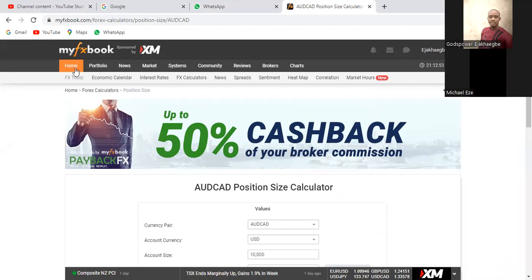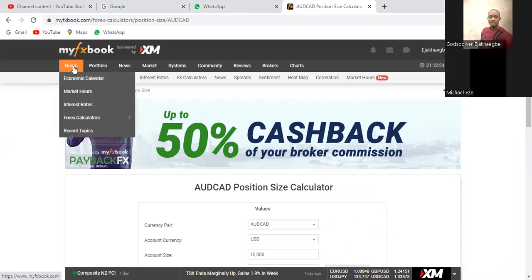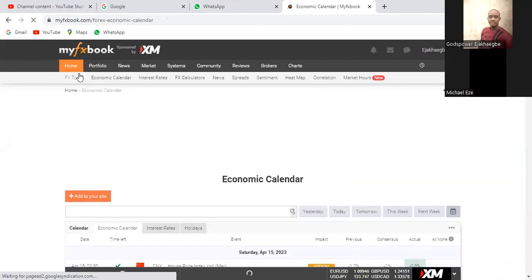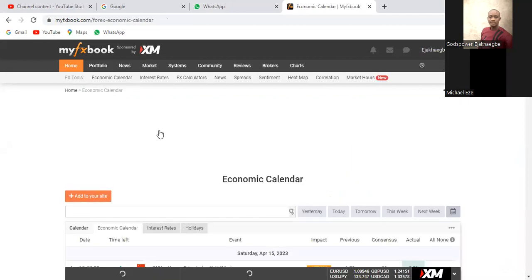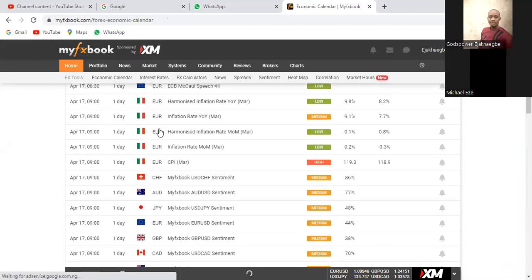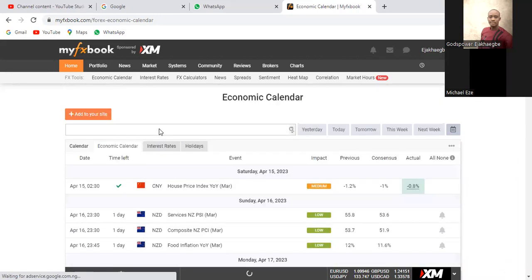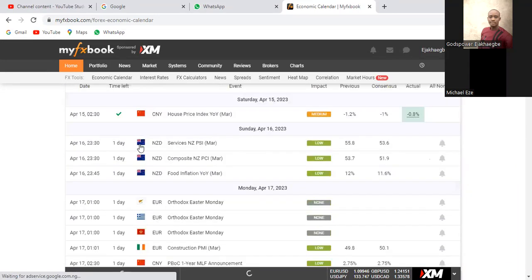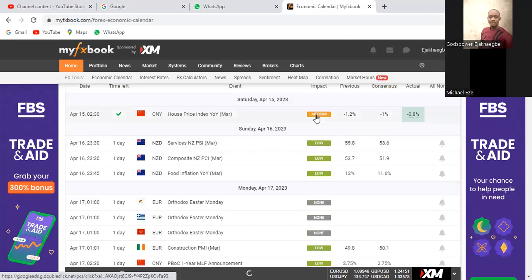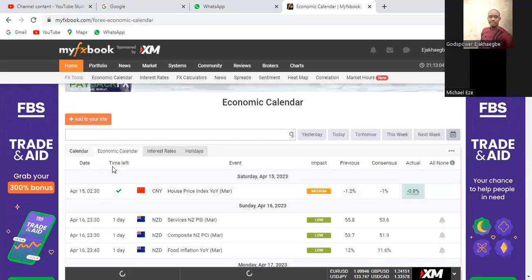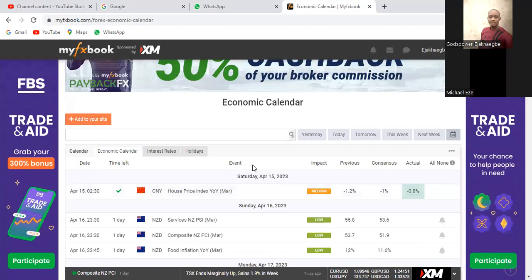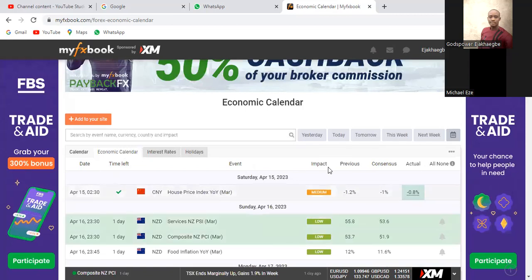What else can you do with this? You can check the news. Go to home, click on economic calendar. Can you see this? This is the news. Then you have the date, the time left, event, which is the news, impact, previous, consensus, and actual.